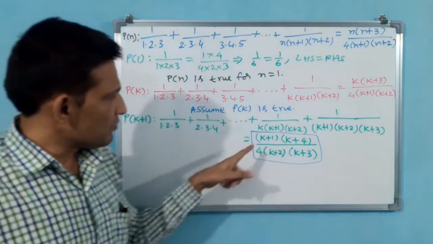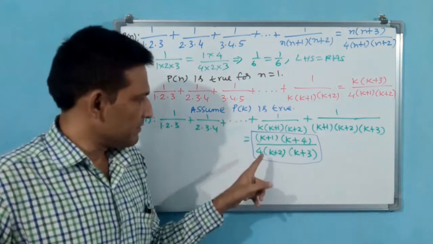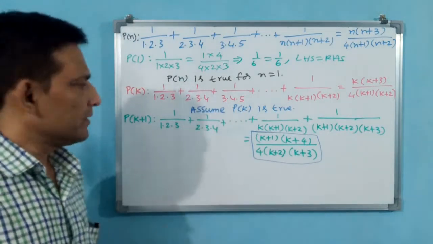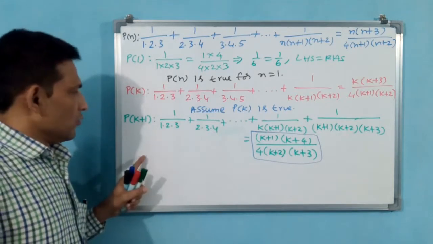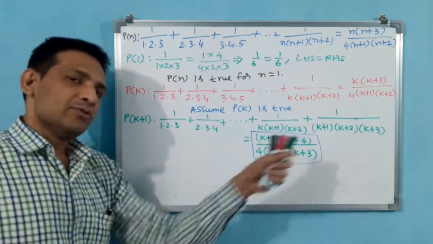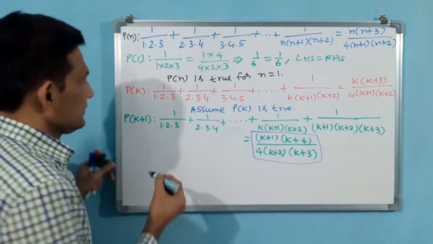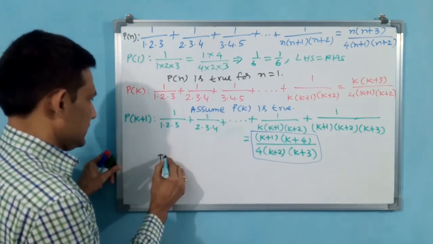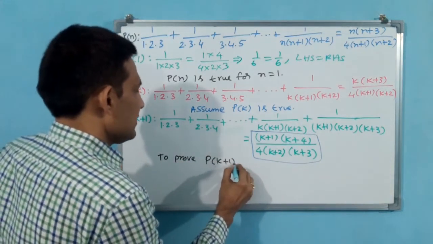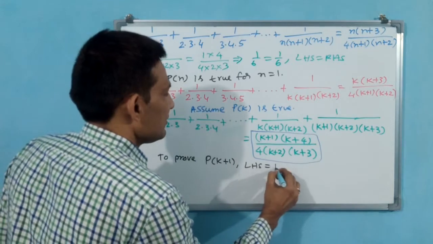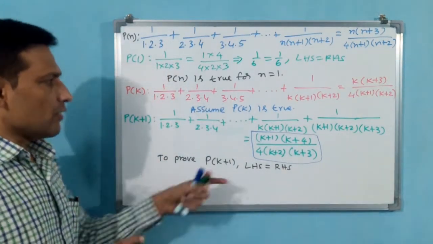Okay, if you observe k plus 1, k plus 2, k plus 3, k plus 4, all are different, divided by 4. All are different. Okay, now another step we have to write. To prove P of k plus 1, LHS is equal to RHS. Write down. To prove P of k plus 1, LHS is equal to RHS. This is very important, because this is what you have to prove.